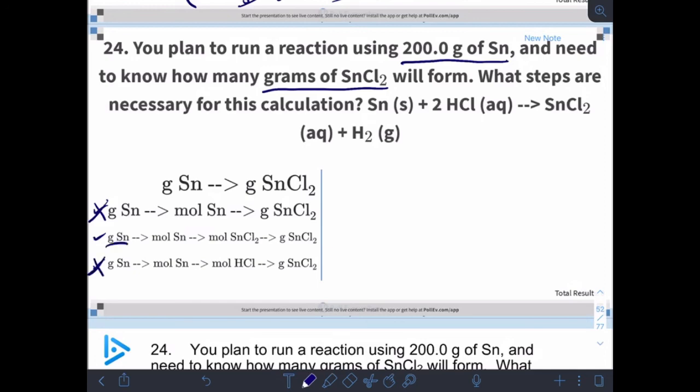So we've covered grams of tin to moles of tin to moles of tin chloride, and then our final step is to convert moles of tin chloride to grams of tin chloride.